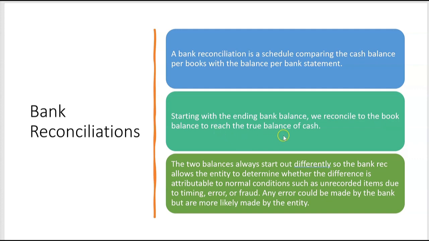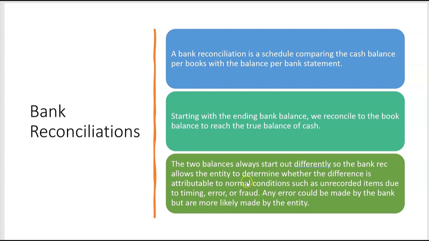the true balance of cash, which is very important at year end because that true balance of cash is the one that's going to go on the balance sheet. And it will also be included as the ending cash balance in the statement of cash flows. So we get to the same true balance of cash, but we're going to start with two very different balances, the balance per bank statement and the balance per books. And those two balances will eventually reconcile to the same balance, the true balance of cash.